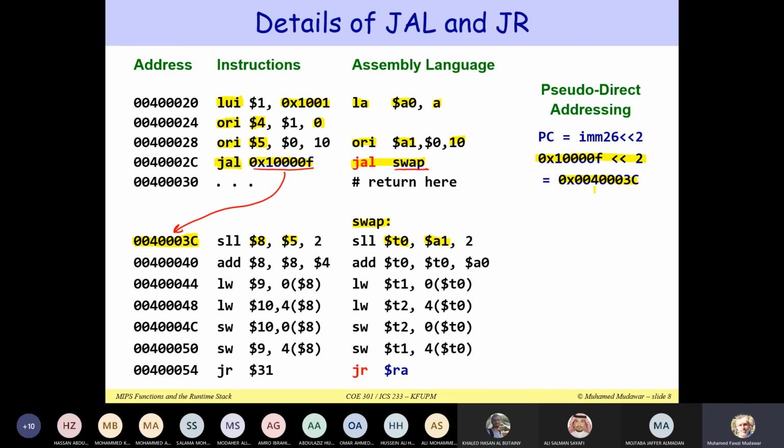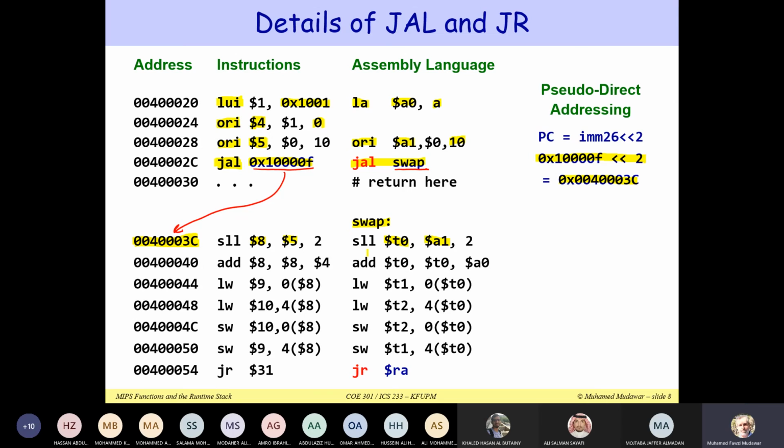This is called pseudo direct addressing. It's going to extract the 26-bit immediate from the jump and link instruction and convert it into a memory address by inserting 0, 0 at the end. It's a very simple thing that is done by the hardware, which computes the address from the 26-bit immediate.